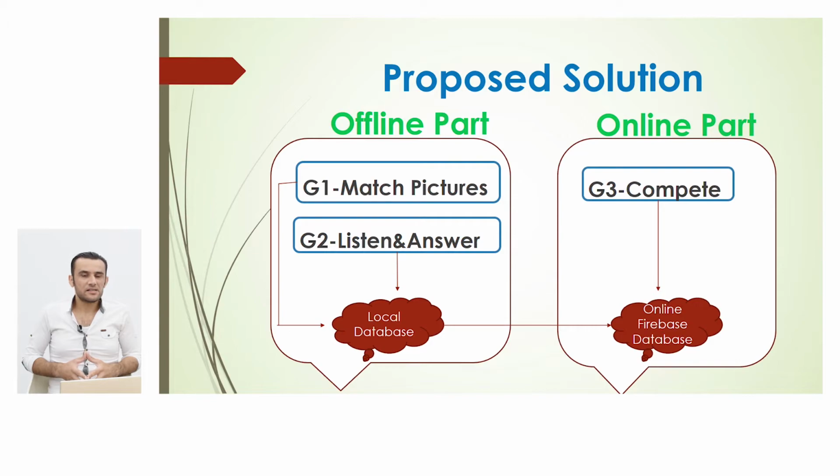The second one is Listen and Answer. There are simple questions and the child will give a simple answer. All the words are known words, so the child knows them from the first game or from the previous levels. All the data will be stored in the local database. So the child's points and the levels that are open for them, etc., are all in the local database. And when the internet is available, a copy of this data will be moved to the online database.